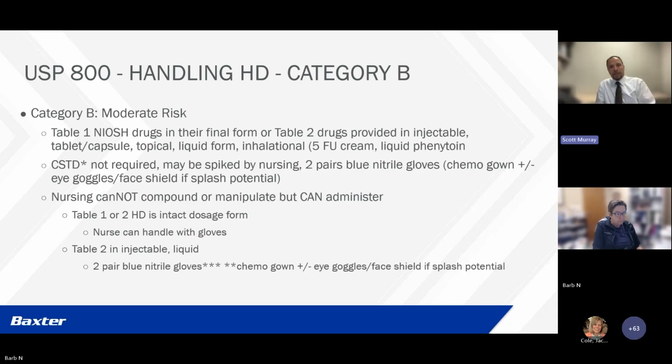Whereas category B is something that's fully intact, and you want to think that these are tablets that are hazardous, but if you're giving the full tablet, a nurse does not need to be in full PPE. The nurse can give the tablet simply with gloves. If this is an injectable, an infusion that's primed with the chemo, and we're simply connecting this to the patient, then the proper PPE can be utilized.